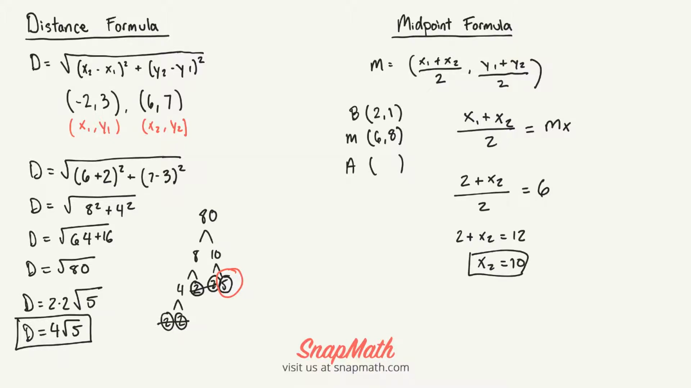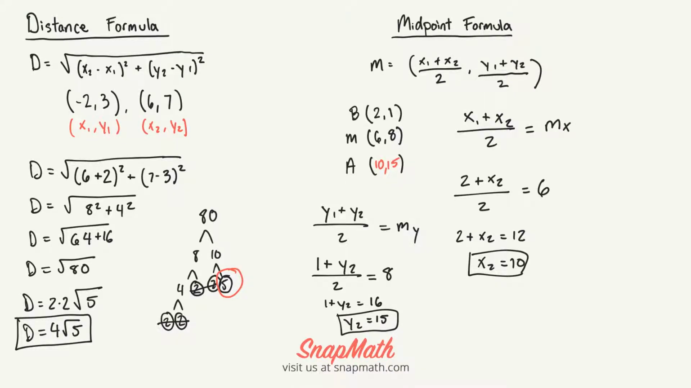All right, so then that's my x value of my A. Now I'm going to do the same thing with my y. Put it right here. So we have y1 plus y2 over 2 equals midpoint of y. I know 1 plus, I don't know my y2, divided by 2 equals 8. So I multiply by 2 on each side. That equals 16. And my y2 will equal 15. And then that will be my other endpoint.